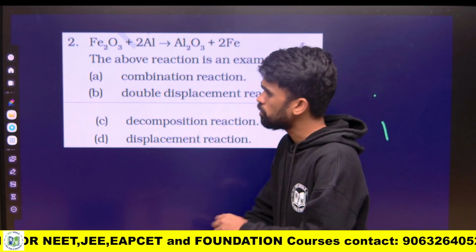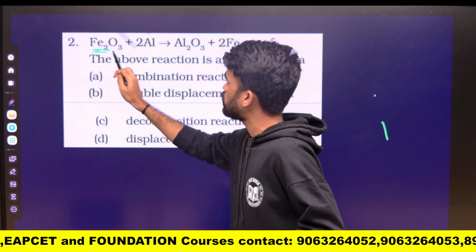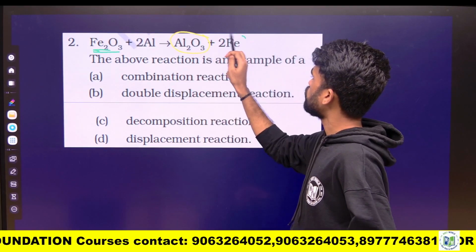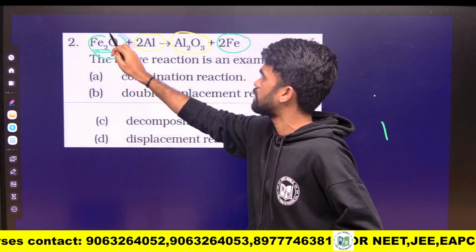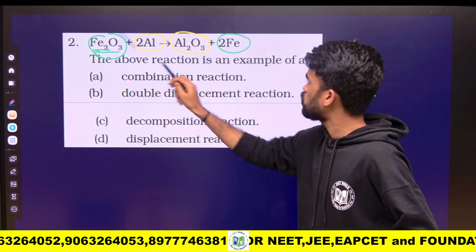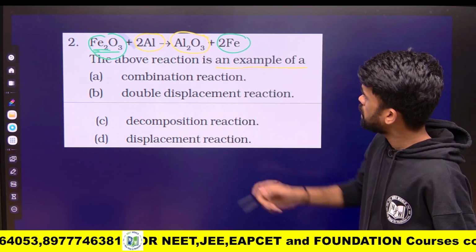Now look at this question. Iron oxide, Fe2O3, is converting into aluminium oxide and forming iron. When this iron oxide is treated with aluminium, these are the products formed. The above reaction is an example of what? Is it a combination?